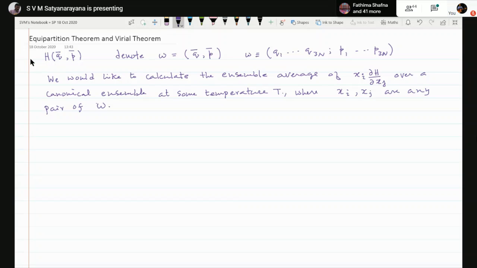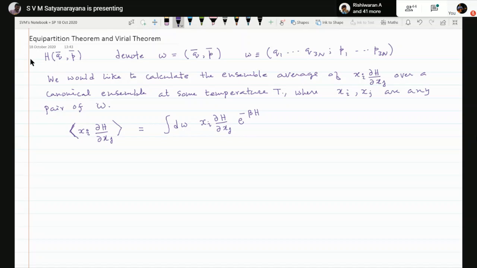We will denote it in the following fashion. So let's say I have the average of xi times dou H by dou xj. This is the notation we use for an ensemble average. But how this is written is something like this: you can write it as the integral over d omega of xi dou H by dou xj times e to the power minus beta H.